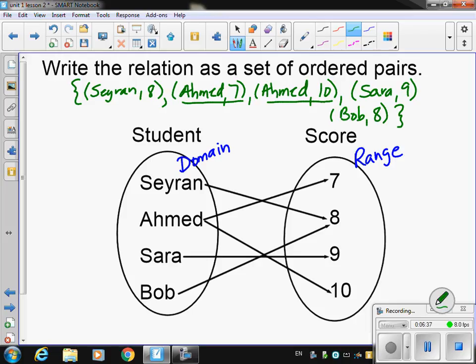That's a problem. This is not a function, but it can help us make sense of it because can you have two different scores on a test? Not in my classroom. That is not a function.